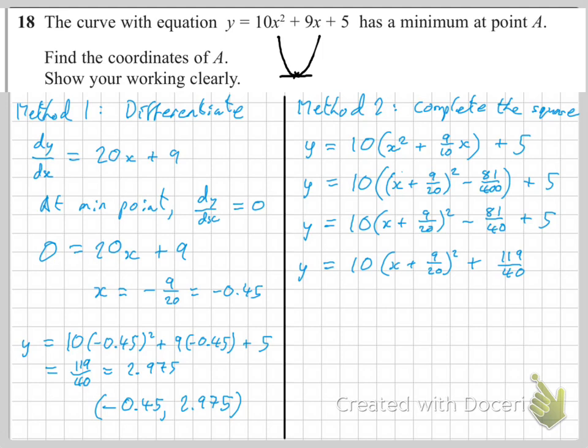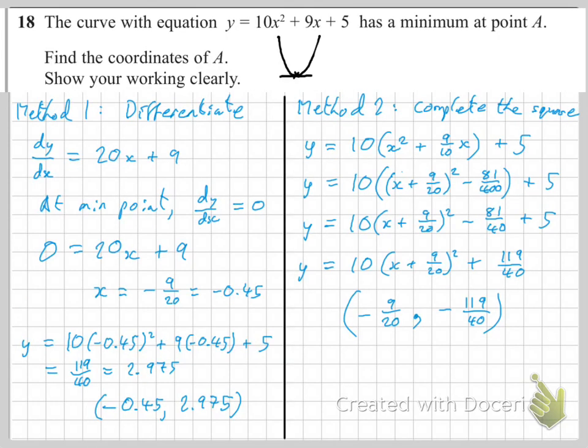So now remember, this is perfect now, completed square form. The x coordinate of the minimum will be whatever value of x makes this bracket 0, so negative 9/20. And then your y value is just whatever this value is here. You don't need to change the sign of it.